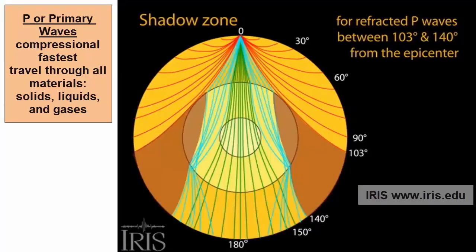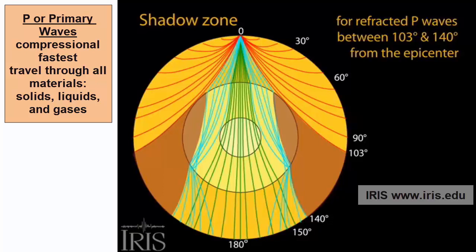P waves, on the other hand, can travel through liquids and do arrive at stations opposite the core. However, P waves also have a shadow zone in a donut shape. Why? P waves can travel through the outer core, but because it's less rigid than the solid mantle above it, the waves slow down, and that makes them bend downward, producing a zone with no P wave arrivals between the last P wave to travel through the base of the mantle and the first to hit and bend downward into the outer core.